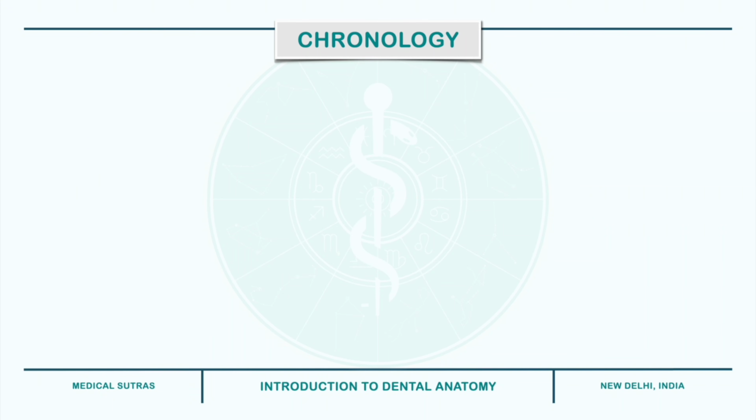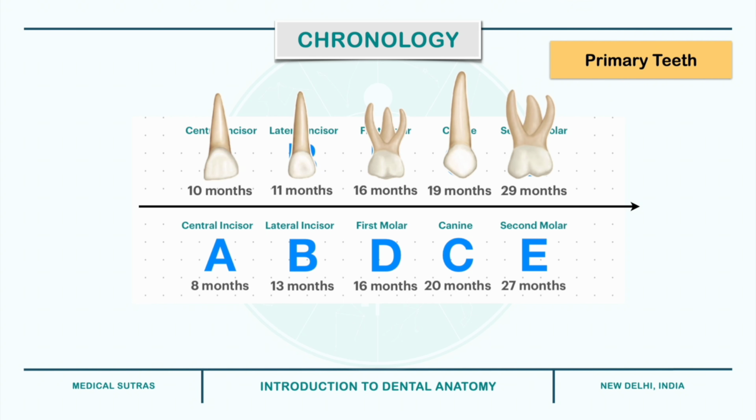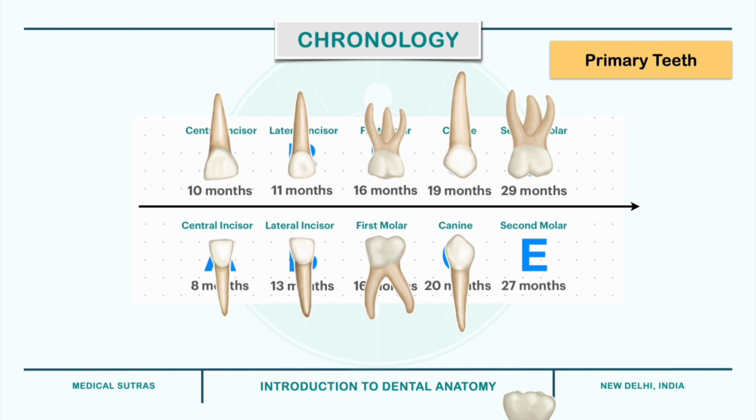Now, coming to the chronology or sequence of teeth eruption. In primary dentition, both upper and lower teeth follow the same sequence, that is, central incisor is the first tooth to erupt, followed by lateral incisor, first molar, canine, and second molar. Similarly, in the lower arch, we have central incisor, lateral incisor, first molar, canine, and lastly the second molar.